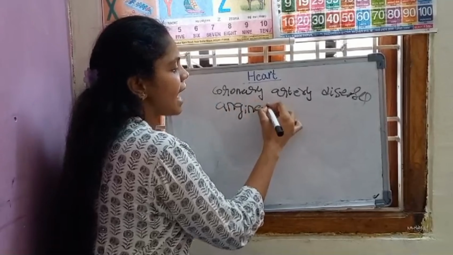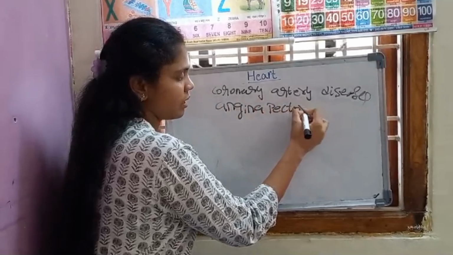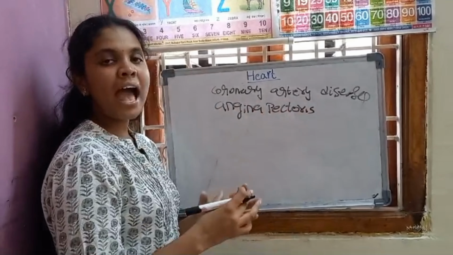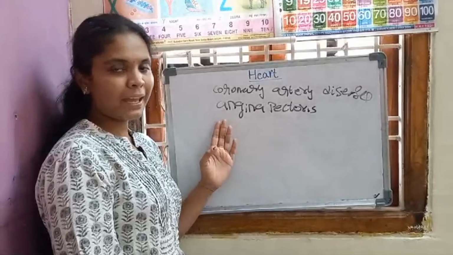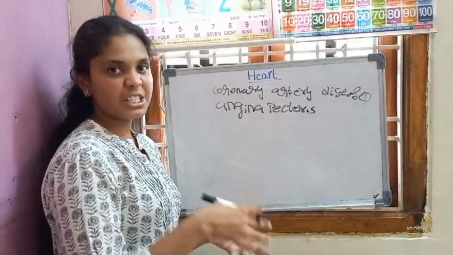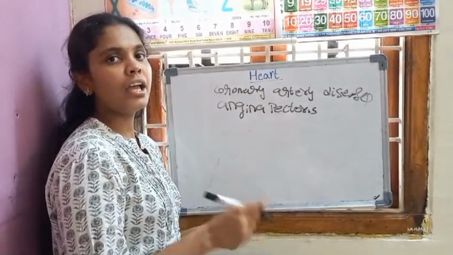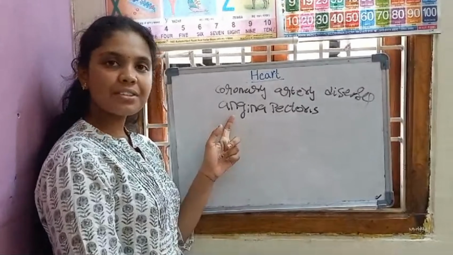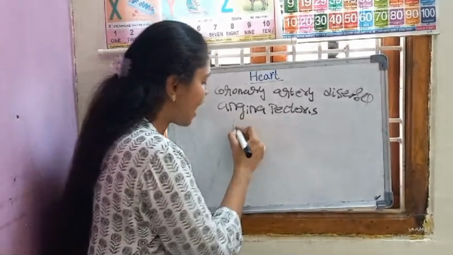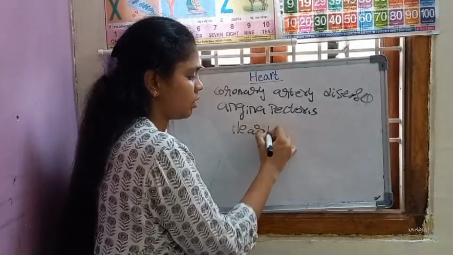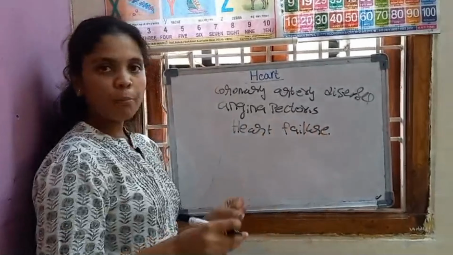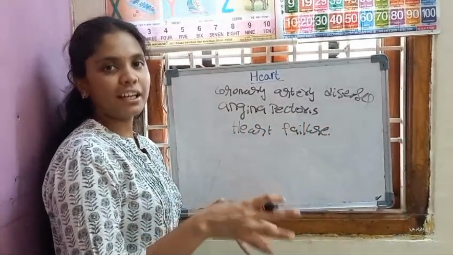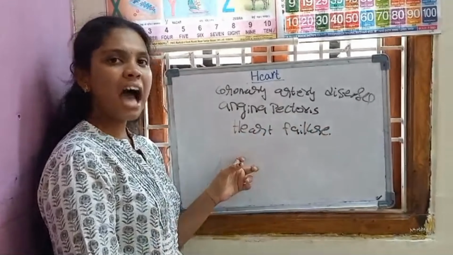And the next disease, angina pectoris, where you have acute chest pain. Why do you get chest pain? Because oxygen is not transported to your body correctly. Due to that, you get angina pectoris. And the last one is heart failure. When your heart stops beating and stops functioning at all, then we call it heart failure.